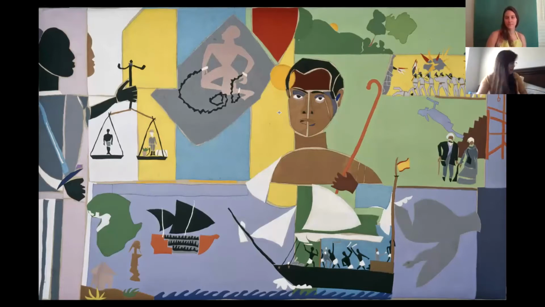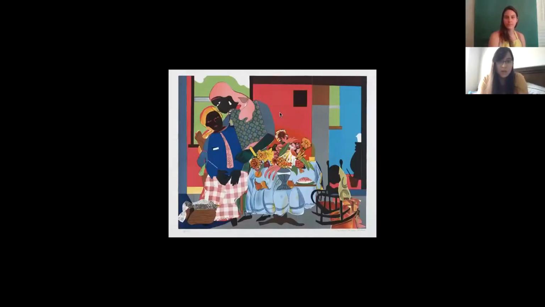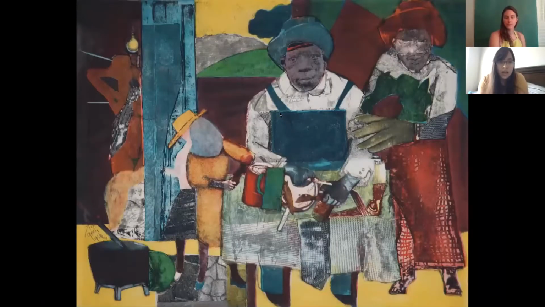So here I have a couple examples of artists. Let me pull them up real quick. So here's Romare Bearden. He's an African-American artist during the Harlem Renaissance. He works with a lot of collage methods, photo montage.